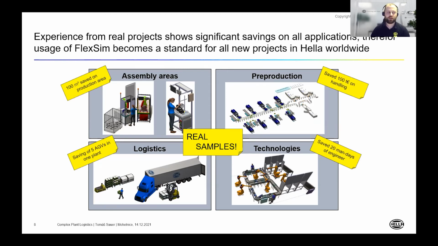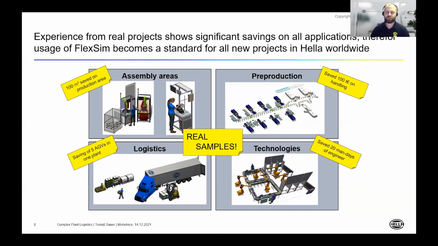For example, in the production area, with one simulation we saved about 100 square meters because we reorganized the supply chain and reduced the stock in the supermarket. Therefore, we could use this significant amount of square meters for a different purpose and for different projects. That's one of the samples. In another use case, we saved 5 AGVs compared to our supplier's offer, which means they offered us 10 AGVs to supply the whole plant, and we simulated it and saw that just 5 should be sufficient, with all the aspects like charging the batteries, for example.